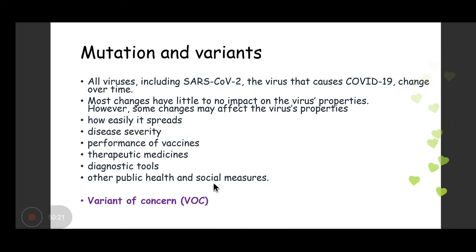And these variants which have these properties are called variants of concern. This is a term coined by WHO for those variants which have either high infectivity or high severity, or where vaccine performance is involved, or therapeutic medicines are involved, or the diagnostic tools are not able to diagnose that new variant. That variant is called a variant of concern.